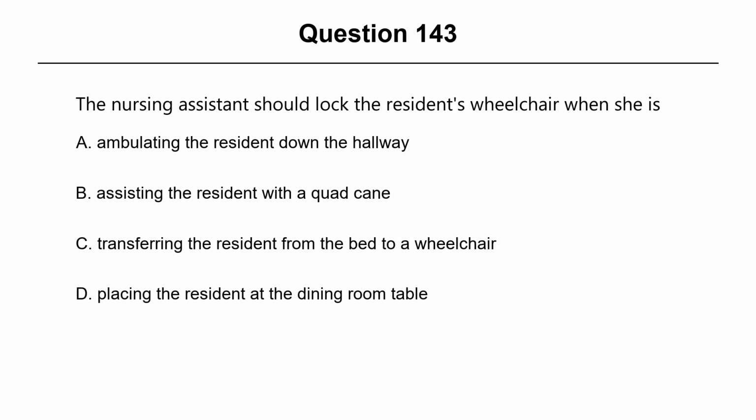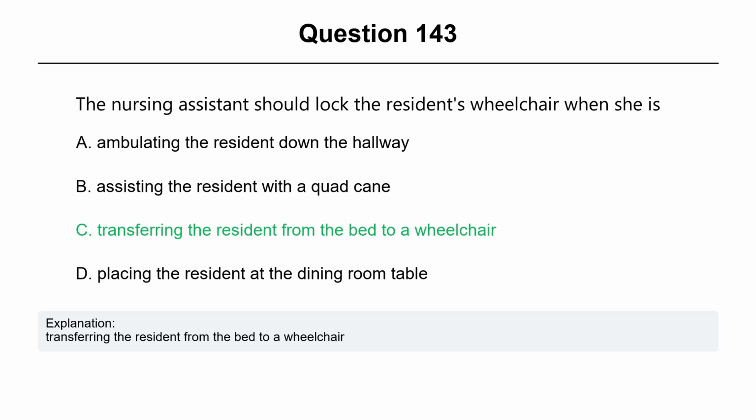Question 143. The nursing assistant should lock the resident's wheelchair when she is: Option A, ambulating the resident down the hallway. Option B, assisting the resident with a quad cane. Option C, transferring the resident from the bed to a wheelchair. Option D, placing the resident at the dining room table. The correct answer is option C, transferring the resident from the bed to a wheelchair.